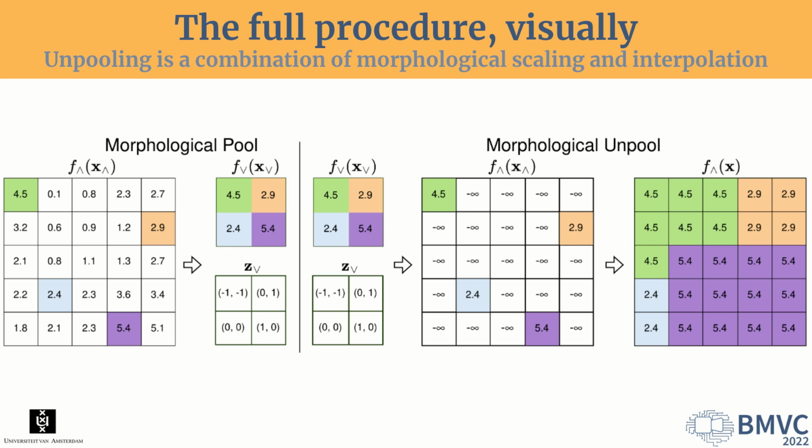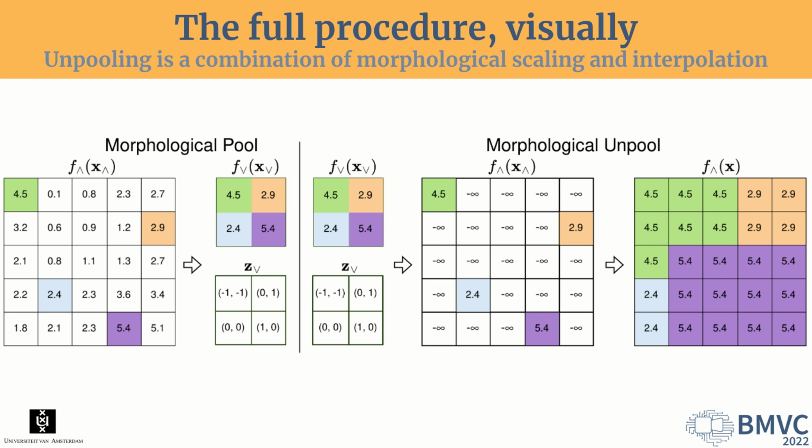On the right is the two-stage upsampling procedure, morphological unpool, which consists of morphological sampling and morphological interpolation. Starting from F down, we put back the max values at their respective locations using the provenance set, and we fill all non-maximum elements with minus infinity. The tropical algebra of morphology allows for the use of minus infinities.